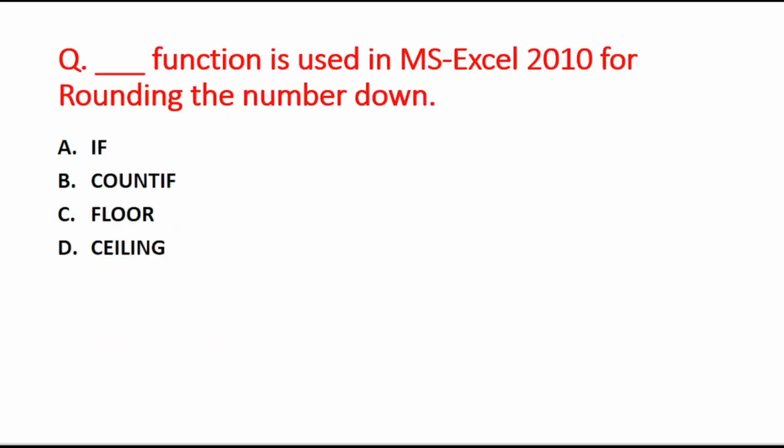Next is blank function key is used in MS Excel 2010 for rounding the number down. Your A option is if, B option is countif, C option is floor, D option is ceiling function. Now try to guess the right answer, because we have done many questions on these two functions. Okay, so the right answer is option C, that is floor function.